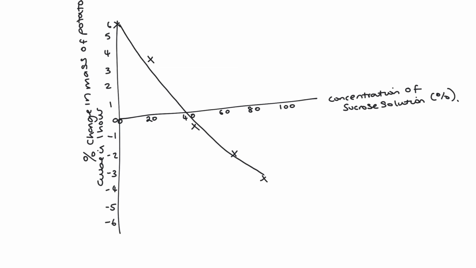When you draw your line of best fit, it's really important that you don't go beyond your first or last point. What can we determine from this? So here we can determine that when the potato here was placed in pure water, water entered down its concentration gradient and the potato gained mass. Whereas at a certain point here, what's this? This point on the graph, let's say this is about 38%. The solution is isotonic. And our potato cube is neither gaining or losing water.